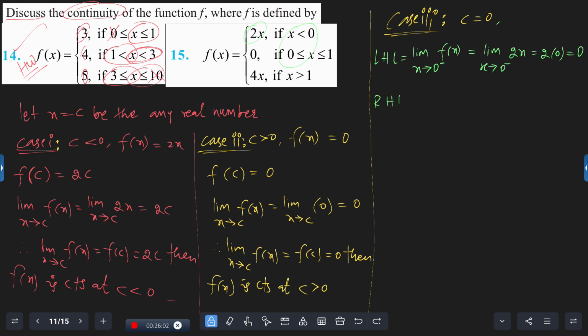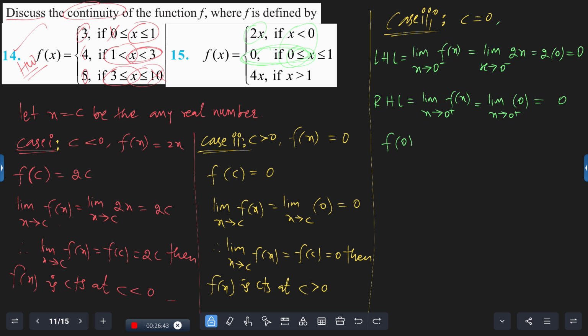And the right hand limit of 0 means limit x tends to 0 plus f of x. Plus means 0 above. For the second case, 0 we have to use directly. So limit x tends to 0 plus, instead of the function we have to give 0. So that is also 0. Left hand limit and right hand limit are equal, then where do we have to go? Function value. Where we have x equal to 0, it is the second one directly.